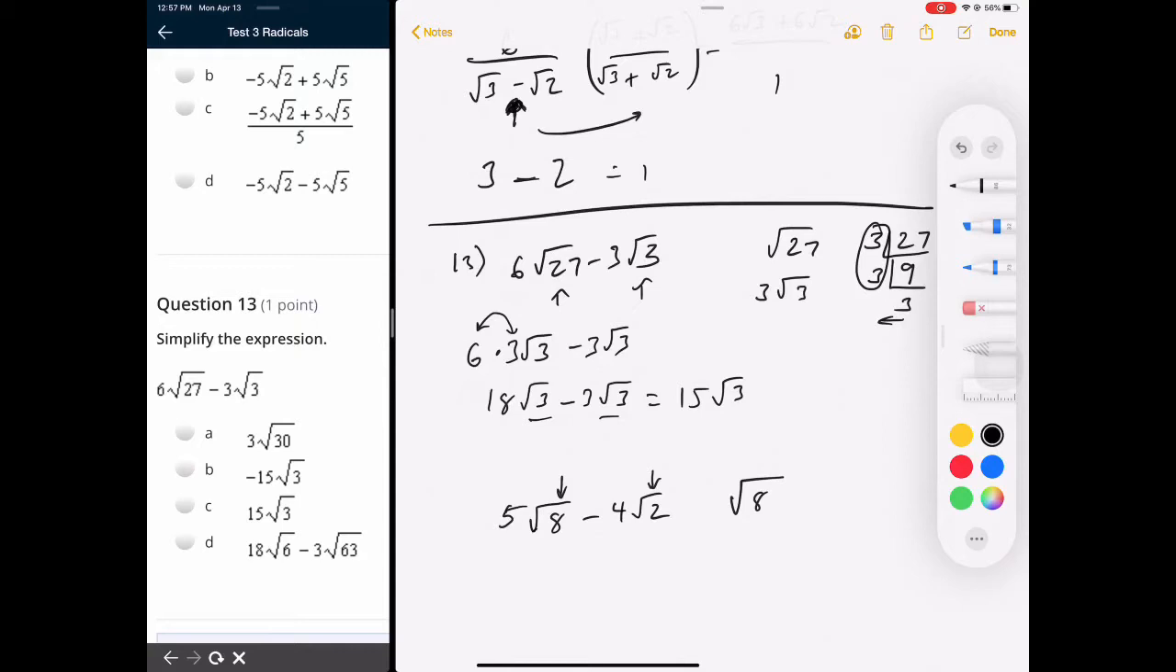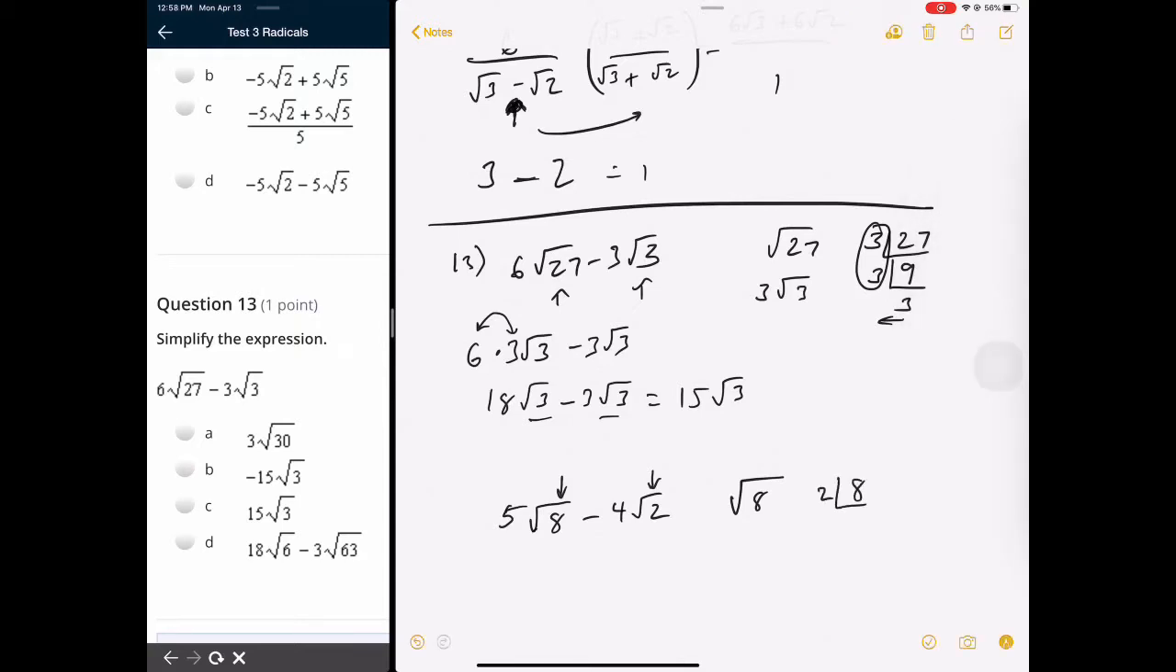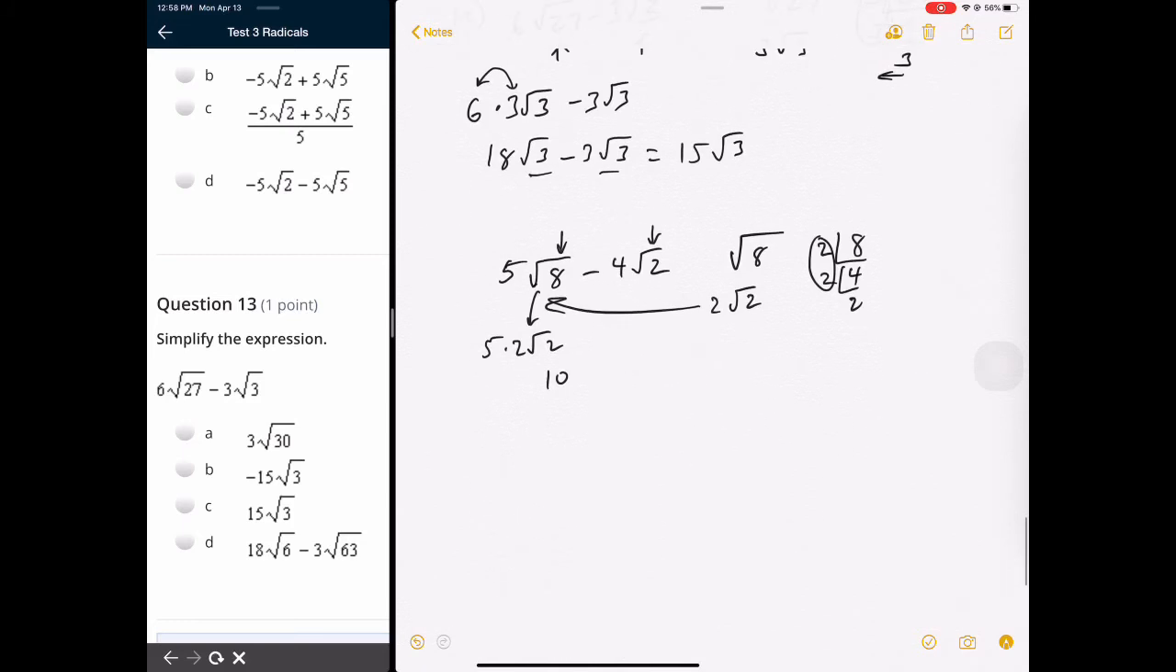Square root of 8 is really, I can divide 8 by 2, divide 2 and 2, circle the pair. That's going to be 2 square root of 2. Bring it back into the problem. 5 times 2 square root of 2, because square root of 8 became 2 square root of 2. Hey, you've got to multiply those together. 10 square root of 2 minus 4 square root of 2 is 6 square root of 2.